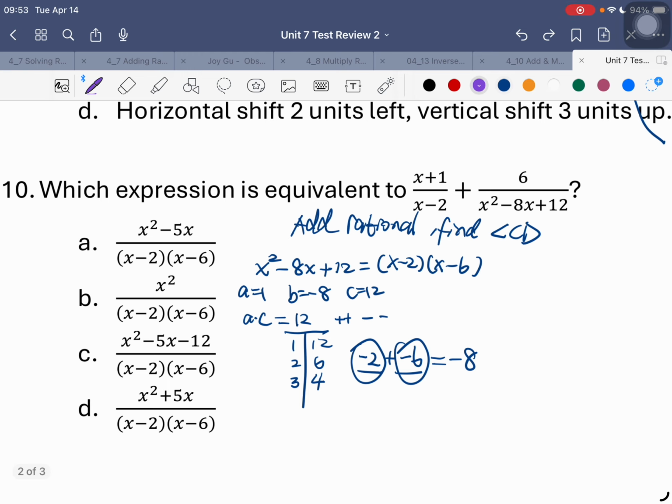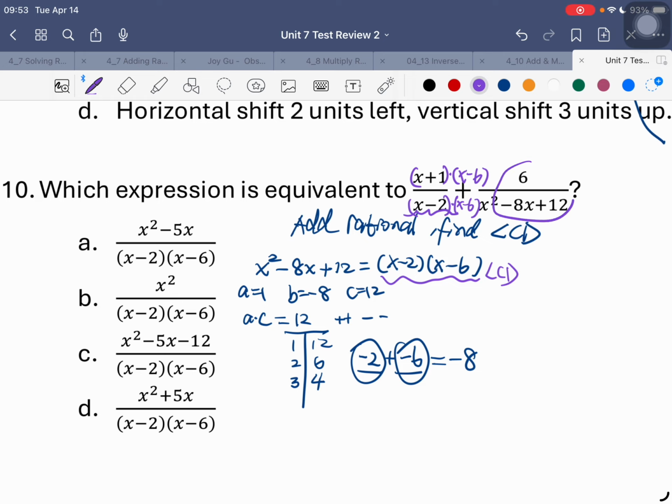Let's look at the first fraction. I have x plus 1 on the top, x minus 2 on the bottom. X minus 2, what is it missing from the LCD? Yes, it's missing x minus 6. So I multiply both top and bottom by x minus 6.